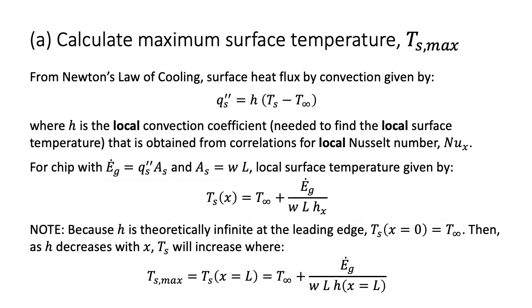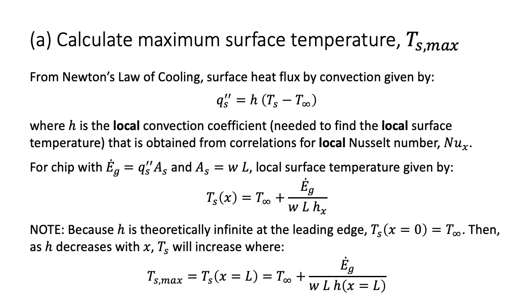For part A, to calculate the maximum surface temperature, we begin by writing Newton's law of cooling for the local surface heat flux in terms of the local convection coefficient, which is needed to solve for the local surface temperature. Also, we note that we will later need a local Nusselt number correlation to find the convection coefficient. Next, we solve for surface temperature in terms of the total power generated by the chip divided by the surface area for convection from the top of the chip.